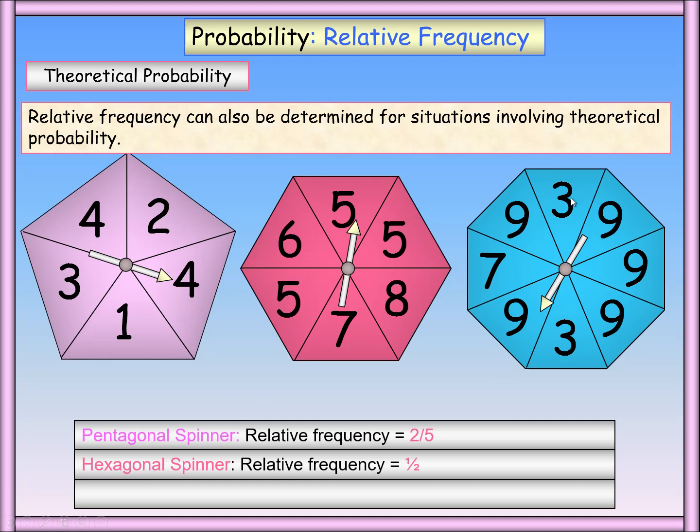And finally, in this case, we've got the arrows pointing to a 9. We've got 1, 2, 3, 4, 5 9s out of 1, 2, 3, 4, 5, 6, 7, 8. So the probability of a 9 is going to be 5 out of 8. Okay, good.